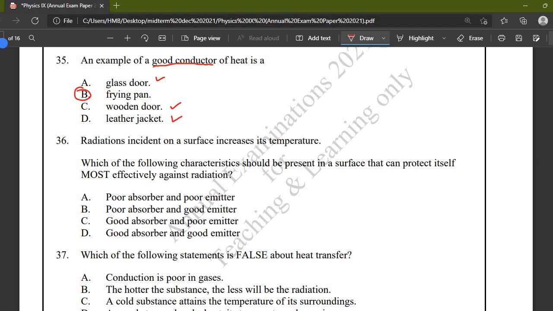Radiations incident on the surface increase its temperature. So radiation is directly proportional to the temperature of the surface. Which of the following characteristics should be present in the surface that should protect itself most effectively against the radiation? So the substance should be a poor absorber and a good emitter. Poor absorber means it will not absorb the radiation, and good emitter means that it will radiate more fast. So option B is the right answer.